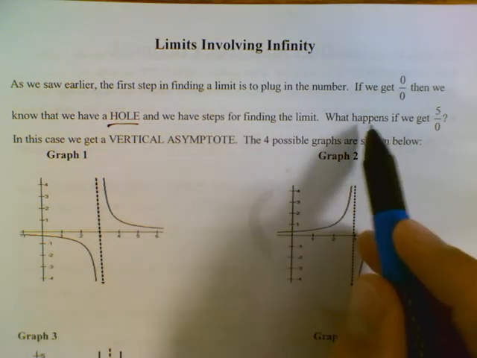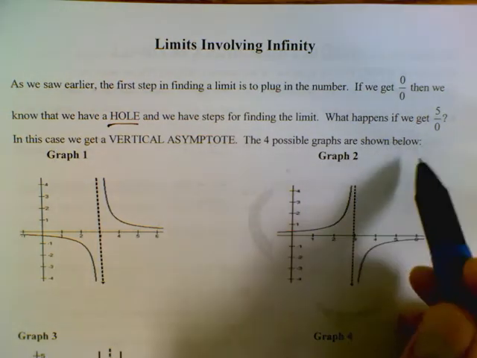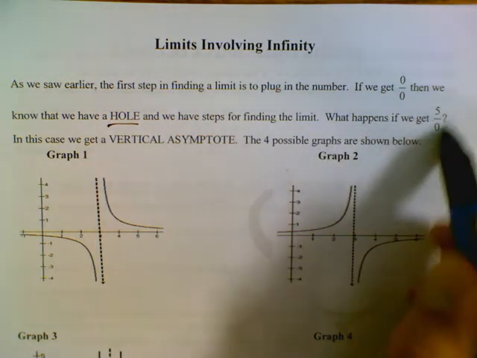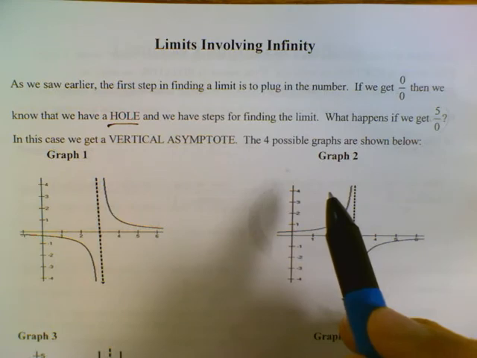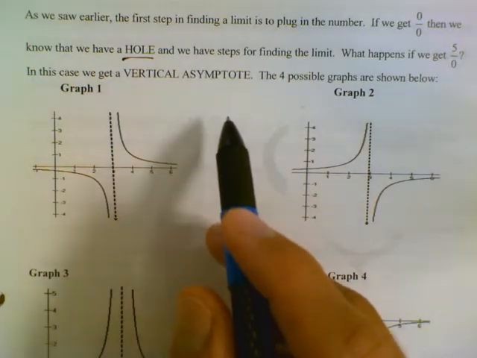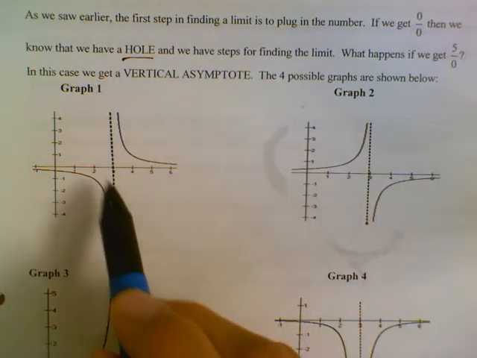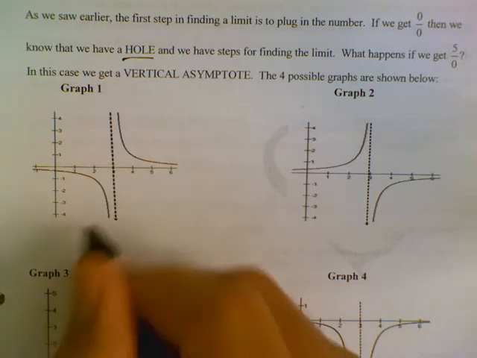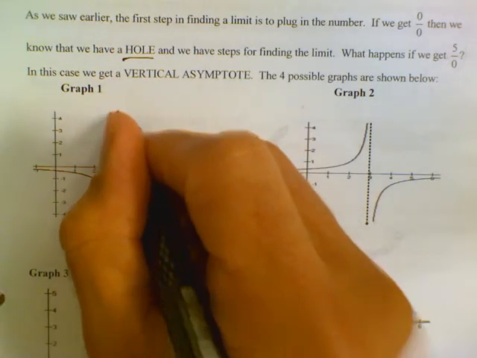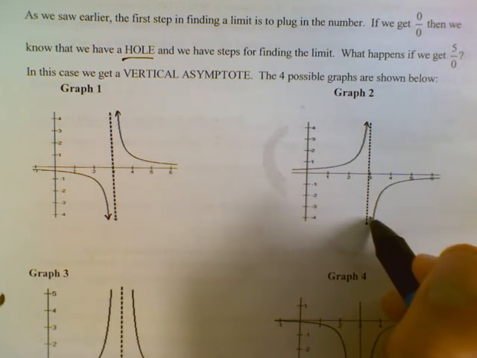Well, if we get a number like 5 over 0, well, that's not a number, but if we get some kind of result like 5 over 0, then it will be some kind of vertical asymptote. Okay, so the four possible graphs are shown below. You might have an asymptote where the function is going two different directions, like in graphs 1 and 2.